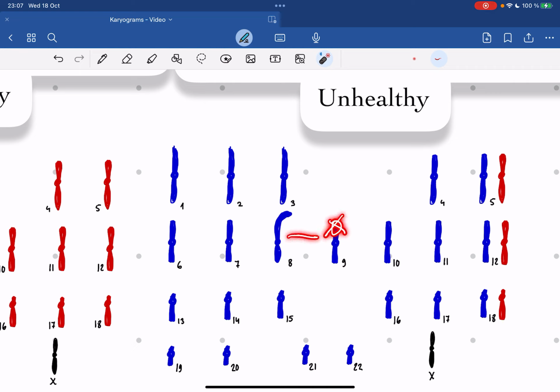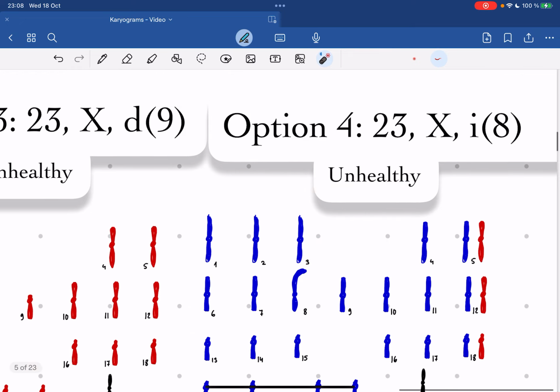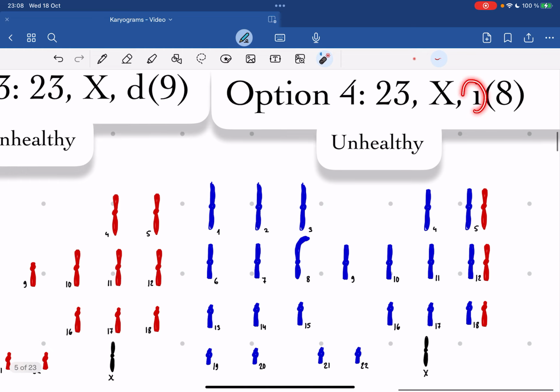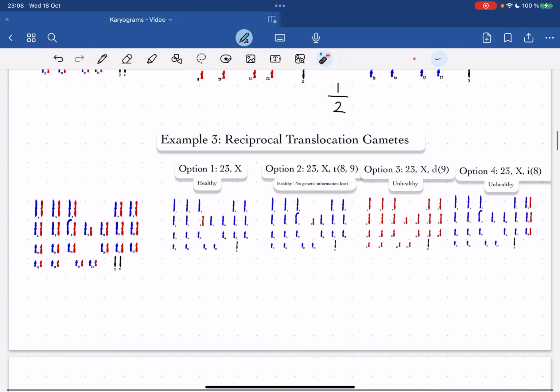Then there would be an equal balance here. But now that this piece does exist, we have gained this thing right here, and therefore there's an insertion going on here, and it will be unhealthy because we're gaining something, and if we're gaining something, it's gonna be an unhealthy thing. So that's 23X, and then insertion on number 8, right? Because we're gaining something right here. Okay, those are all the options.